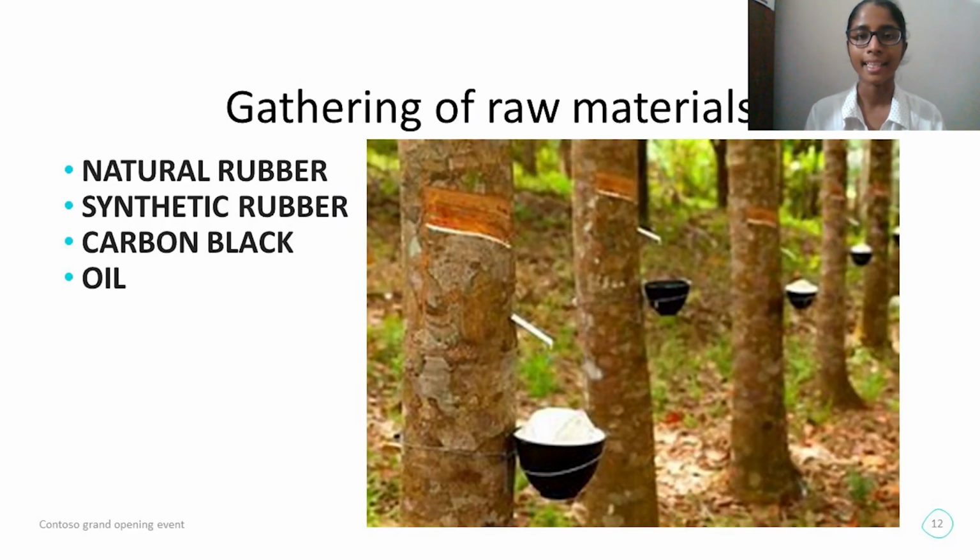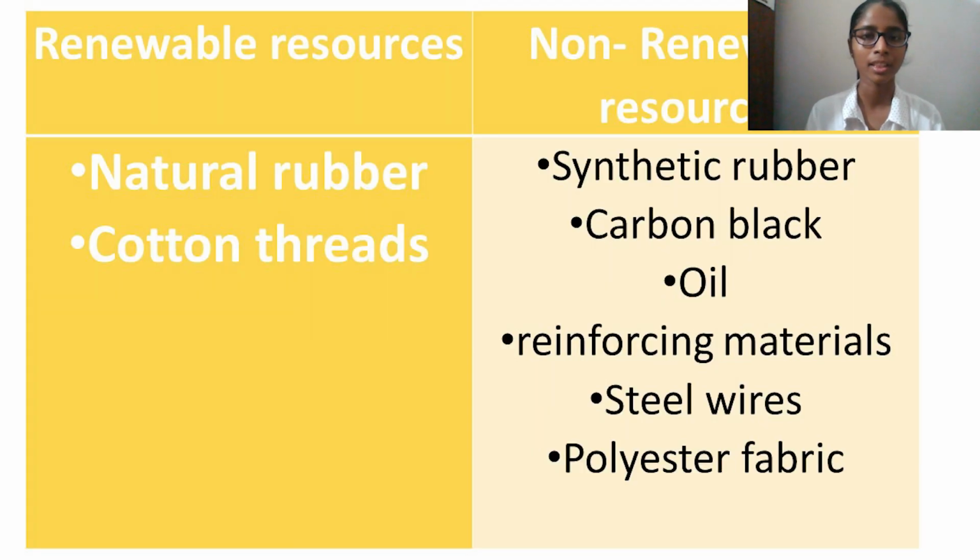The first step is gathering of raw materials. Natural rubber, synthetic rubber, carbon black, and oil are the main materials. In addition to that, cotton threads, reinforcing materials, steel wires, and polyester fabric are used in this process. In this slide, you can see that the materials are categorized as renewable and non-renewable resources. The renewable resources are natural rubber and cotton threads. The non-renewable resources are synthetic rubber, carbon black, oil, reinforcing materials, steel wires, and polyester fabric.